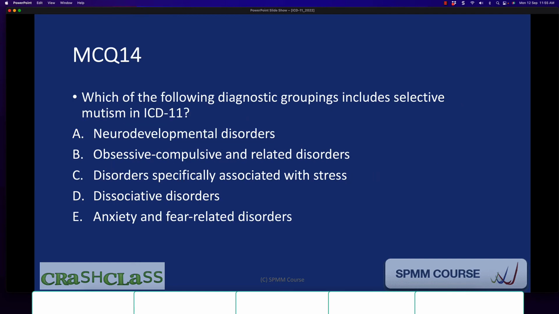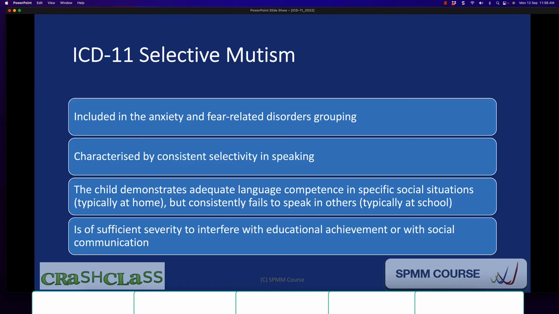Which of the following diagnostic groupings include selective mutism in ICD-11? A. Neurodevelopmental disorders. B. Obsessive compulsive and related disorders. C. Disorders specifically associated with stress. D. Dissociative disorders. And E. Anxiety and fear related disorders. Anxiety and fear related disorders includes selective mutism and separation anxiety.